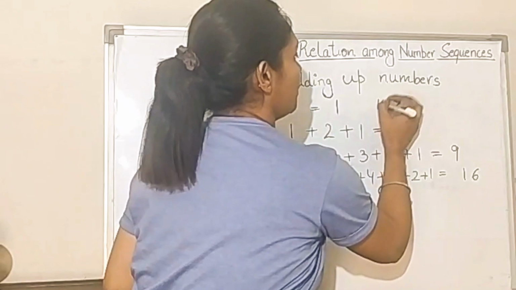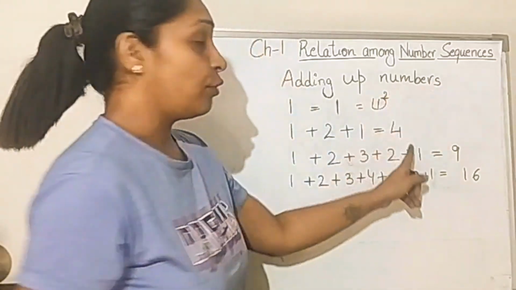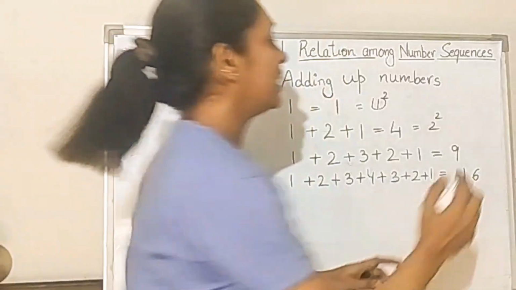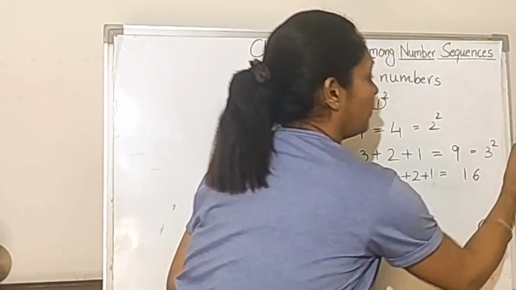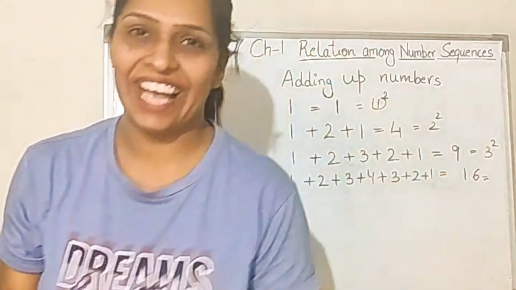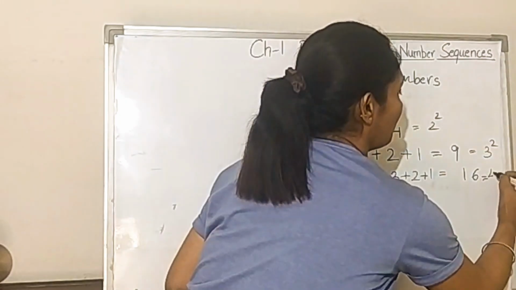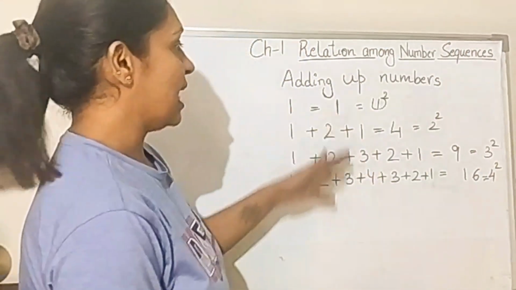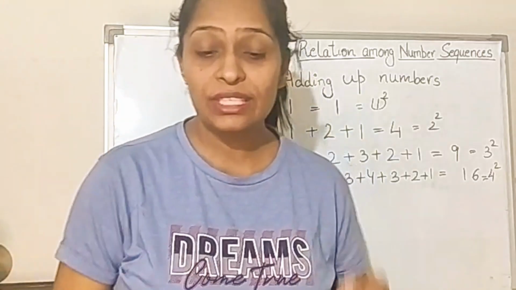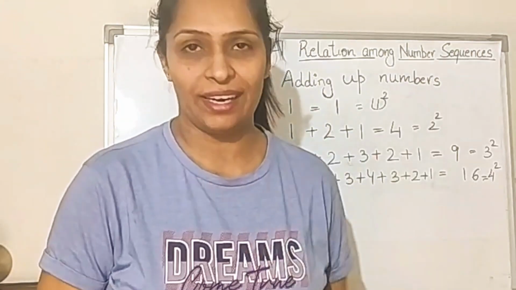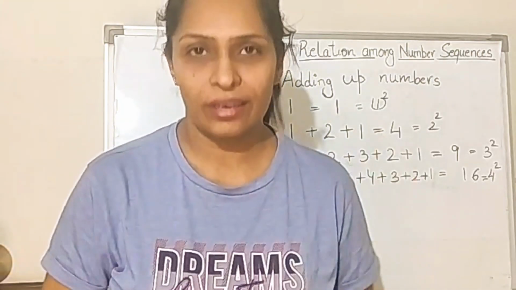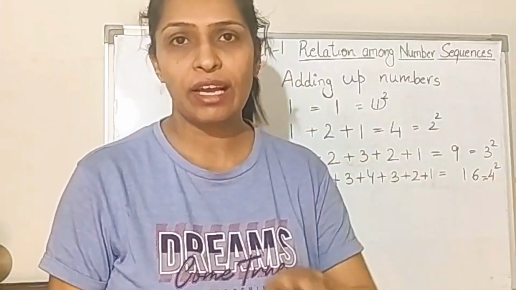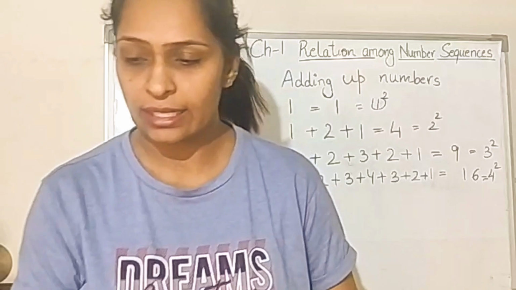And what's the pattern? 1 can be written as 1 squared. 4 can be written as 2 squared. 9 can be written as 3 squared. And 16 can be written as 4 squared. So that's another beautiful example of how numbers can be arranged in beautiful patterns. So see, patterns are all around. But let's take a pause here and see how we can verify this again by the pictorial method.